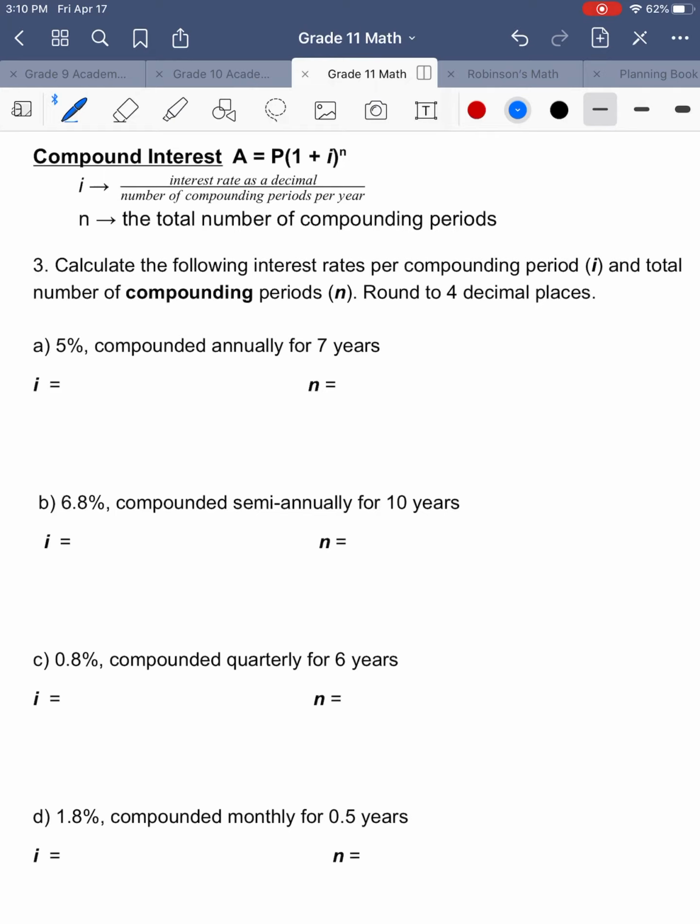And N is calculated by doing the number of compounding periods per year times the number of years.